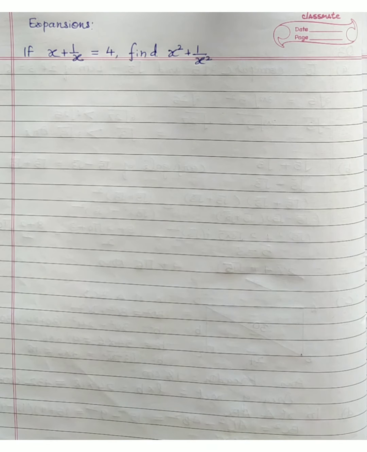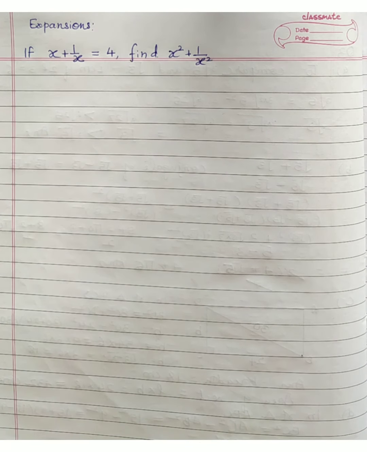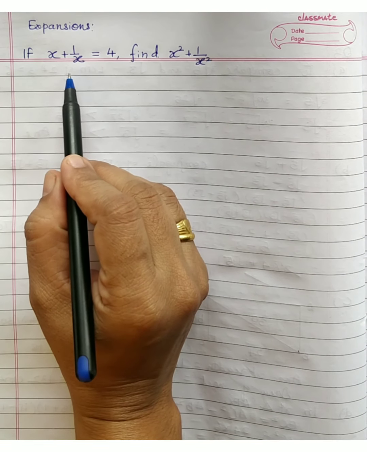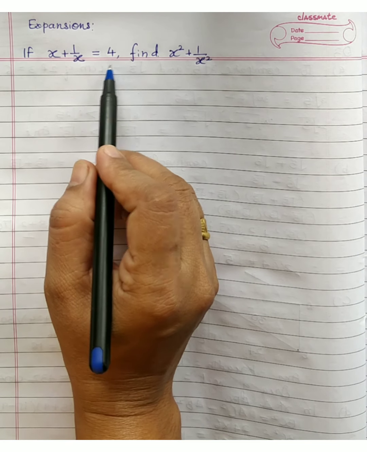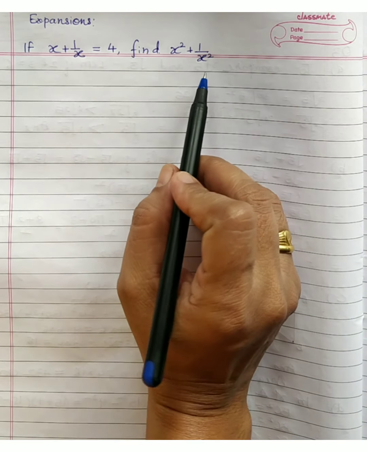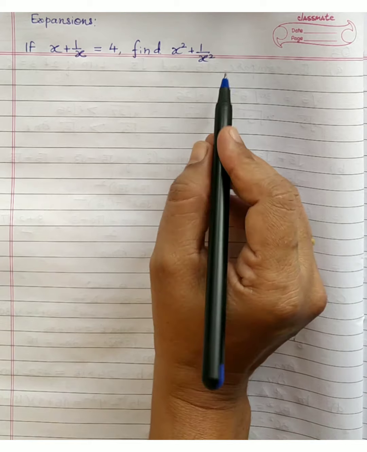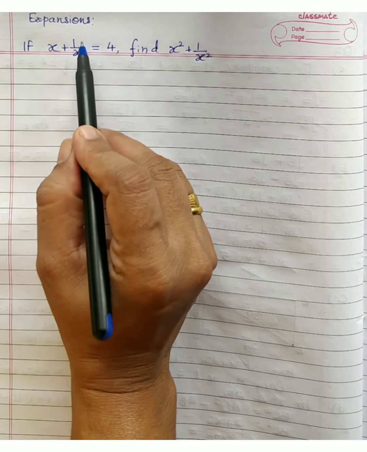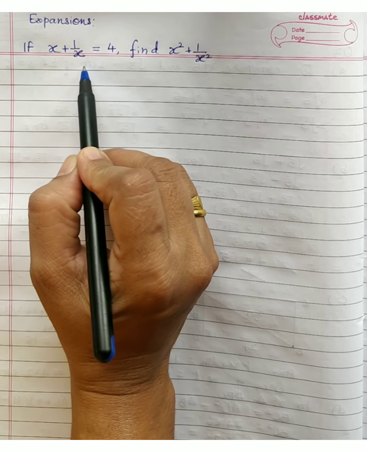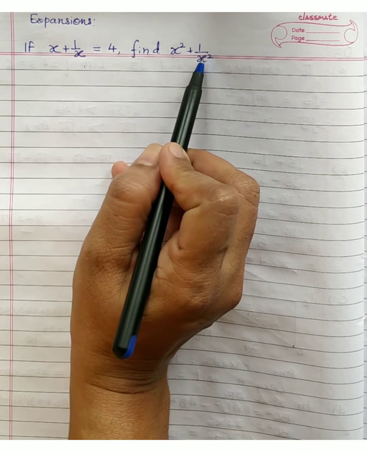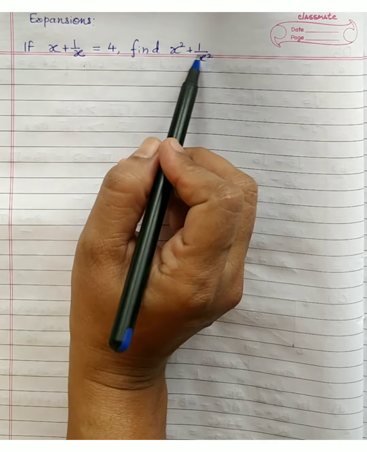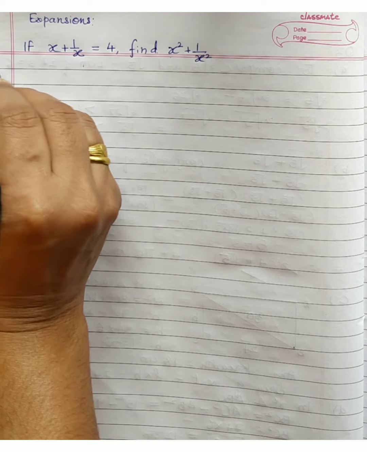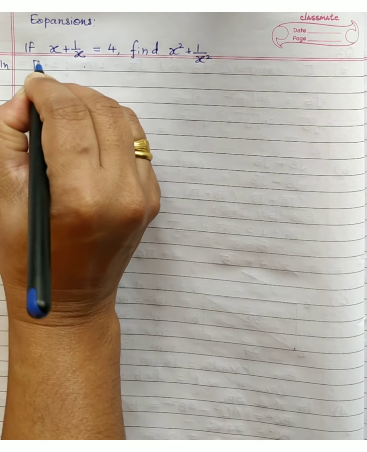Hello children, to continue with the topic expansion, see today's first question. If x plus 1 upon x is equal to 4, find x square plus 1 upon x square. As I said, if you remember the expansion formula, you will understand that if you expand x plus 1 upon x using the formula, there would surely be these two terms you will be getting: the first term square and second term square. Okay, so first we'll write the formula.